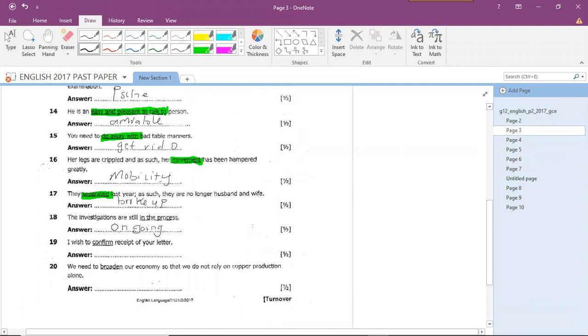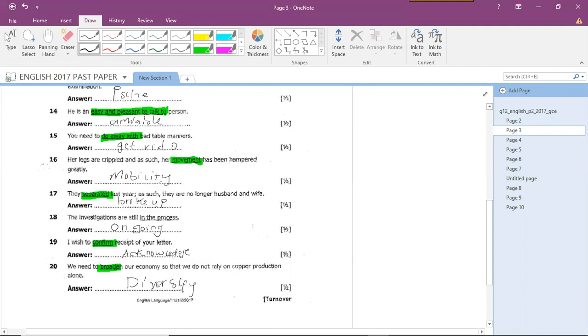All right. I will confirm receipt of your letter. So there are only two words that are left. So this should be acknowledge. Yeah, acknowledge. And broaden should be diversify. So confirm, acknowledge, broaden should be diversify. We need to diversify our economy so that we do not rely on copper production alone.